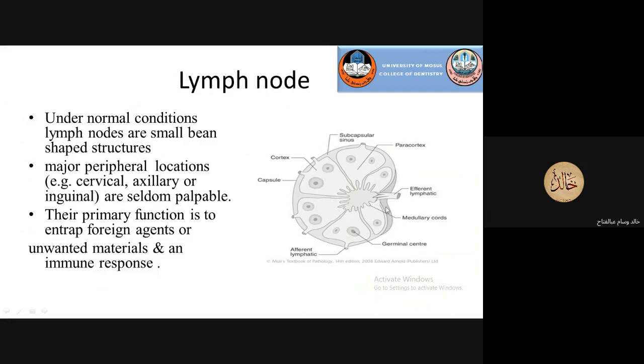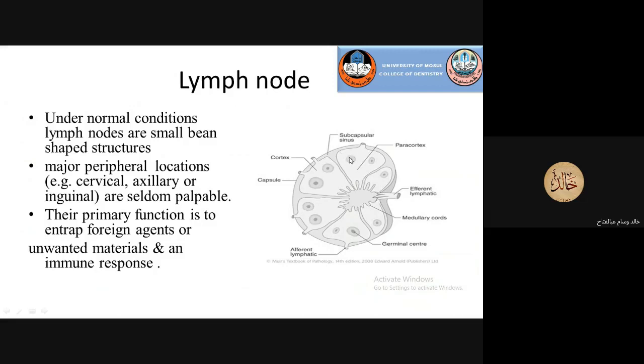So they are like stations where the foreign materials, the microbes, enter through the afferent lymphatics, okay, and then they will be exposed to the lymphocytes that are present in the cortex and the medulla, and then they will go out through the efferent lymphatics after initiating an immune response.